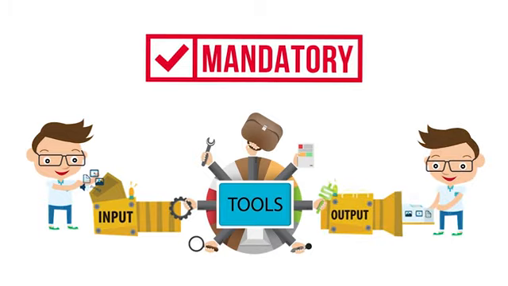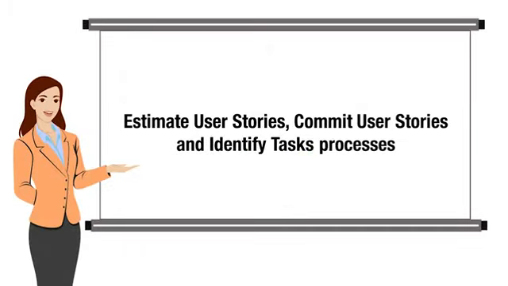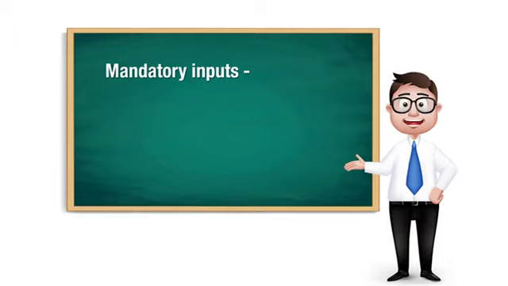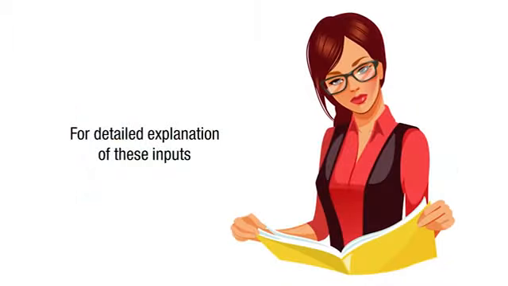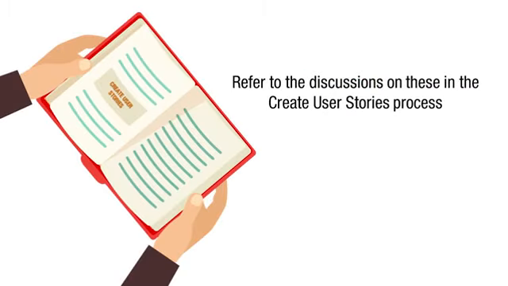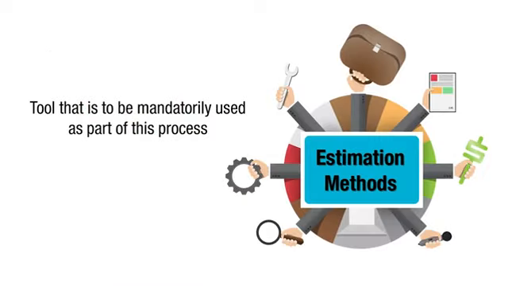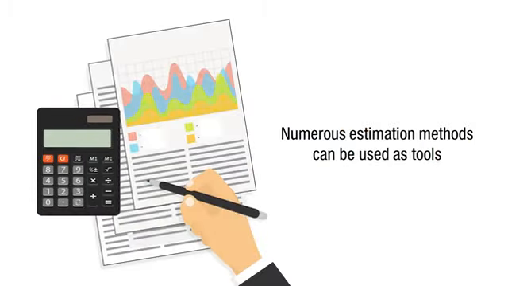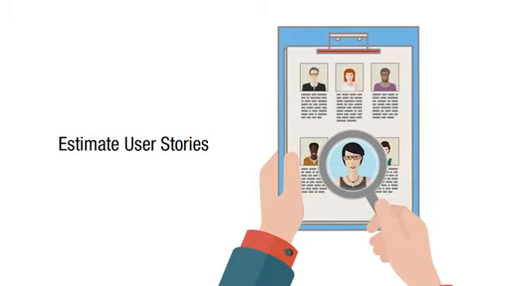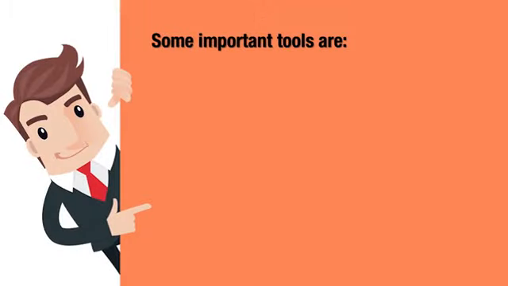Now let's look at the mandatory inputs, tools, and outputs of Estimate and Commit User Stories process. The mandatory inputs are Scrum Core Team and User Stories. For a detailed explanation of these inputs, please refer to the discussions on these in the Create User Stories process. The tool that is to be mandatorily used as part of this process is Estimation Methods. Numerous estimation methods can be used as tools to estimate user stories. Some important tools are: let's begin with Wideband Delphi.